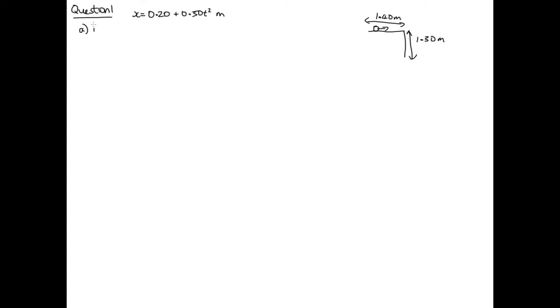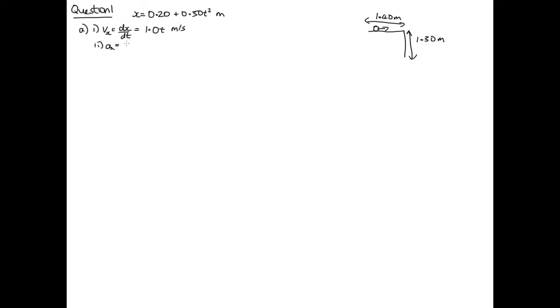So in order to do this, we just need to take the derivative of the displacement. So the velocity in the x direction is just going to be dx dt. And when we take the derivative of 0.20, that just ends up being 0. And then when we take the derivative of 0.50 t squared, that ends up being 1.0 t. And that will be in the x direction, which is why we've put a subscript x down here, and that'll be meters per second.